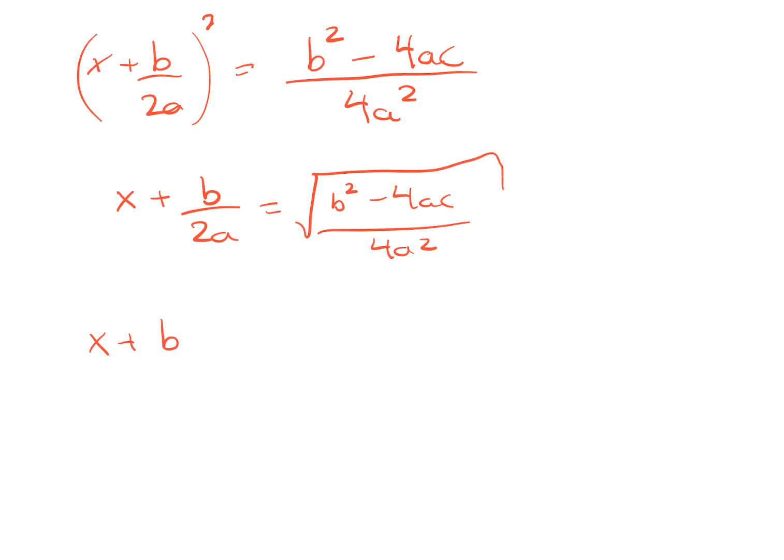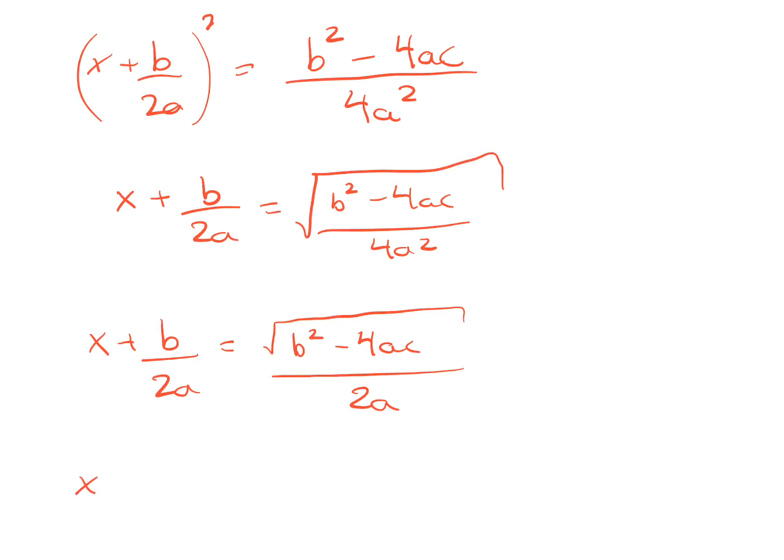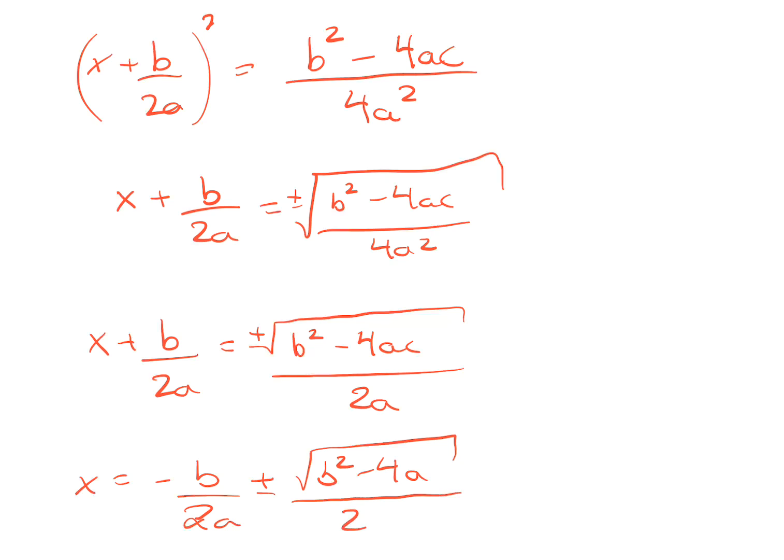Now, if you square root the top, you can't do anything, but the whole bottom can square root. And you end up with 2a. And now if you subtract b over 2a from both sides, and sorry, when we square root, plus or minus, we have negative b over 2a plus or minus the square root of b squared minus 4ac all over 2a.